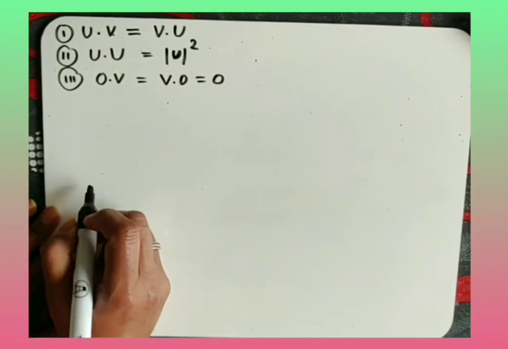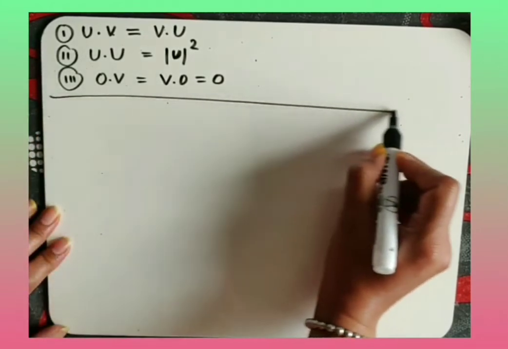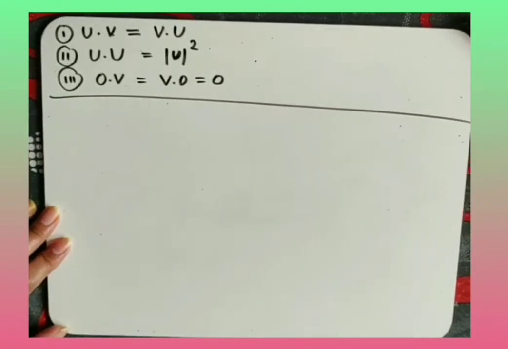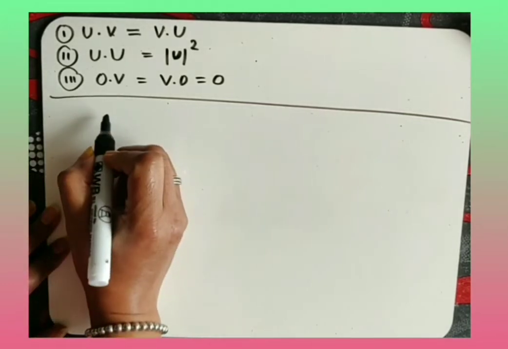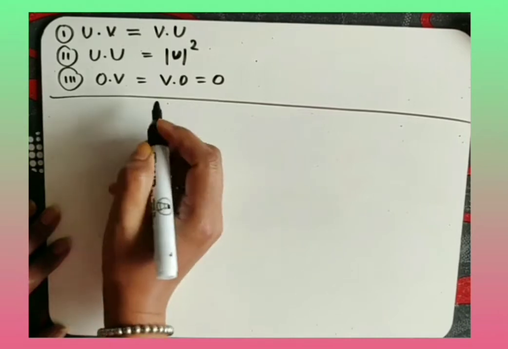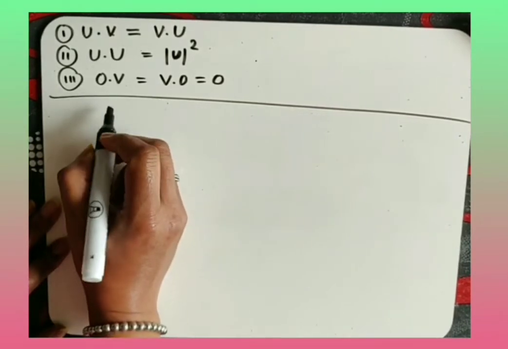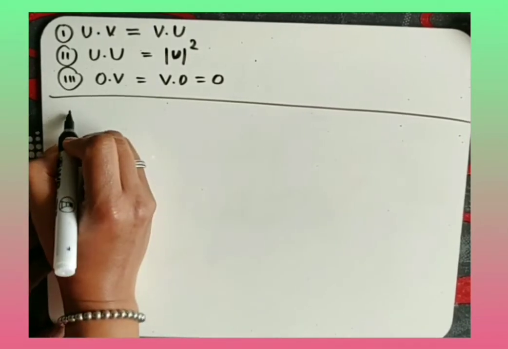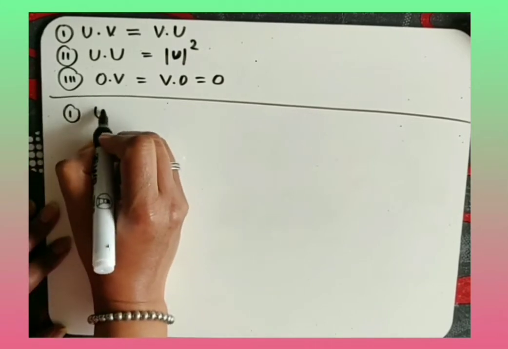Now I am going to explain the sign of the dot product. What does the sign of the dot product indicate? The sign of the dot product indicates the angle between the two vectors, either acute, obtuse or 0. So let's understand here.